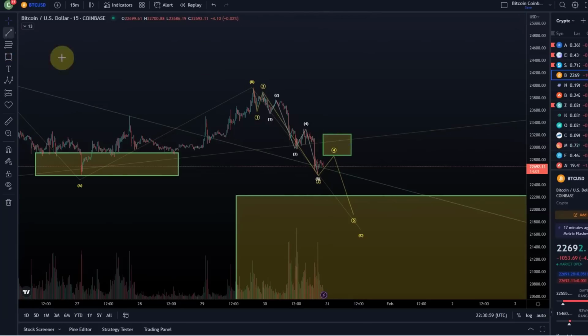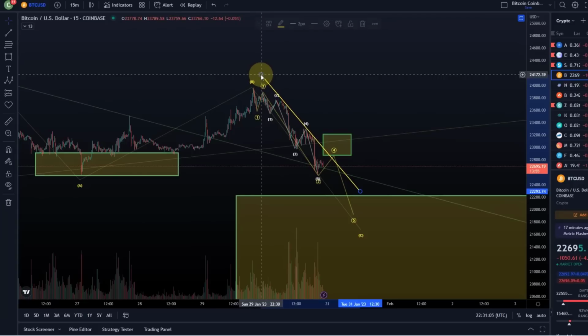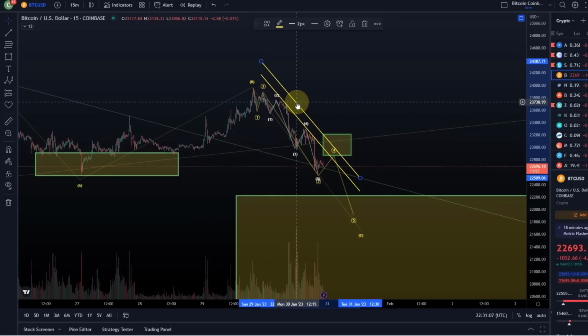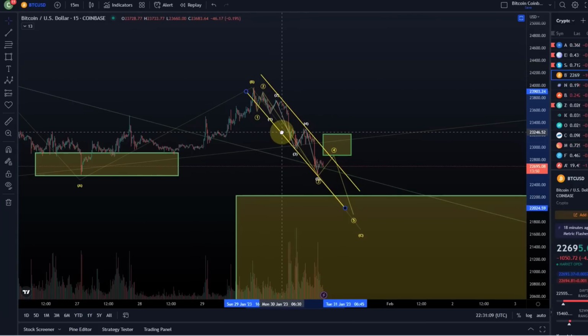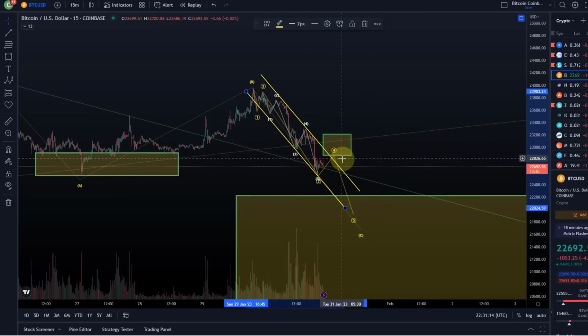So yeah, let's see if we can define a nice channel here. It's not ideal. Get most touch points here. And then my view would be if we break out of this channel. Yeah, but it's tricky, isn't it? I can't really say that if we break out of this channel, we're already moving up, because the wave 4 target is basically sitting above the channel resistance.